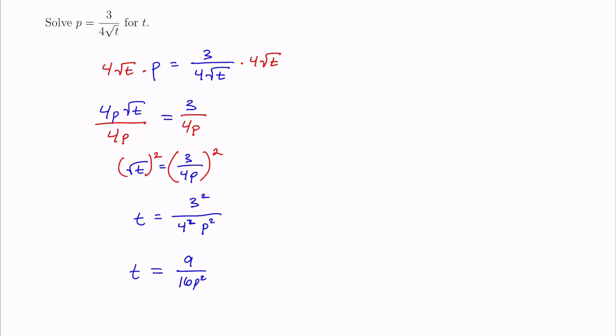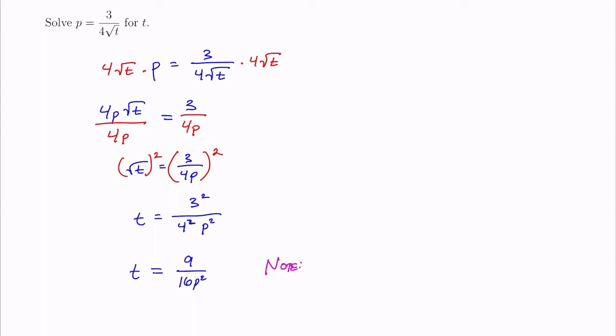Again, we do want to make a quick note at the end of this work. What values of t and p make sense for any of these equations? From the beginning, we could not use a negative number for t, because if we had put a negative value in for t, we would have ended up with 3 over 4 times the square root of a negative number, and we cannot take square roots of negative numbers when we're working exclusively with real numbers.